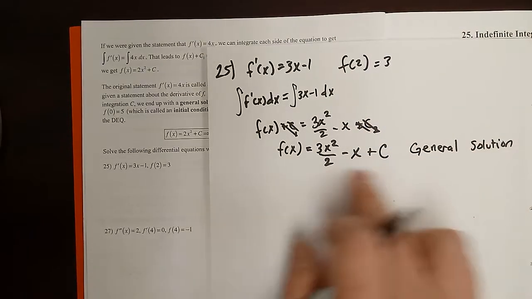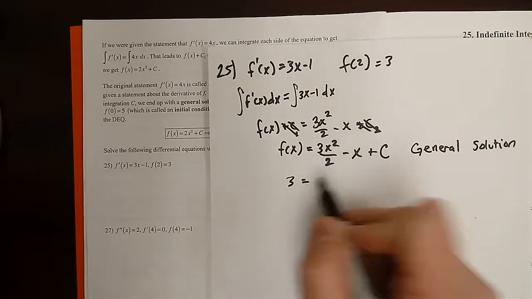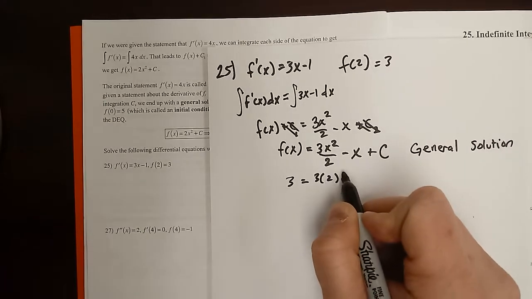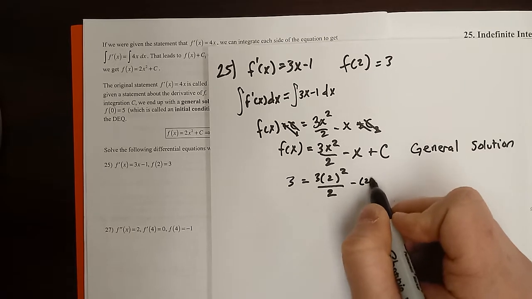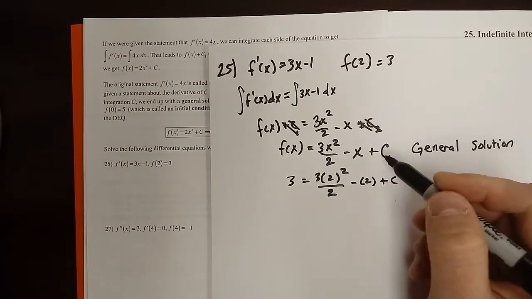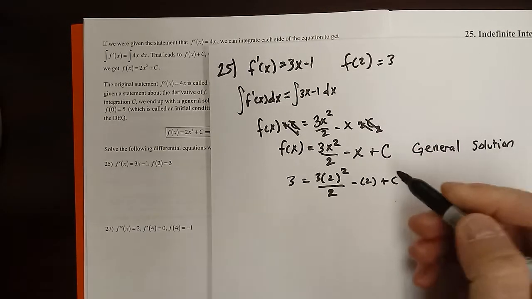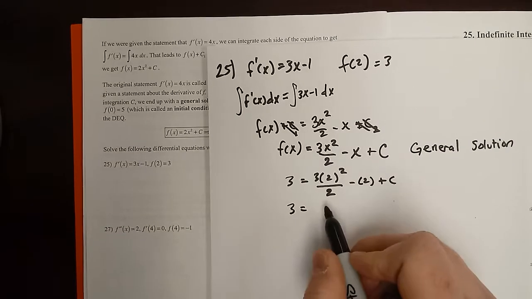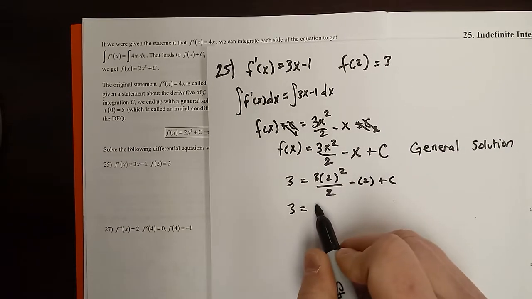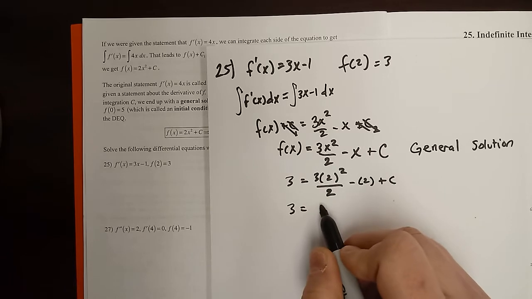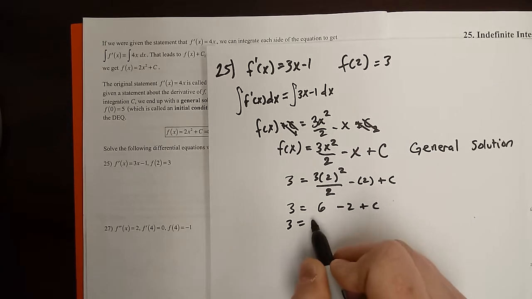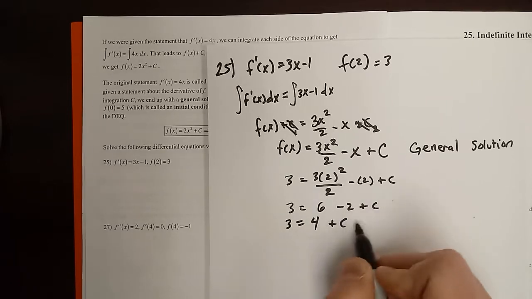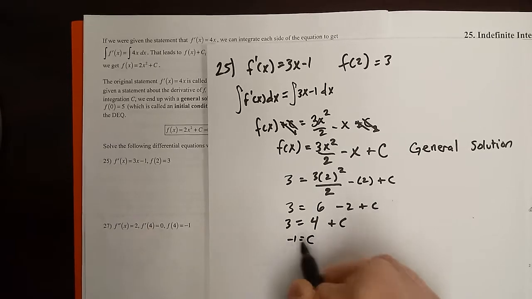So let's try that. When we plug in 2, we get out 3. So 2 goes in for x, 3 goes in for y. There's only one potential c value for this that makes this actually work. So let's see, 2 squared is 4. So it's 12 over 2, which is 6. 6 minus 2 is 4. So c is negative 1.